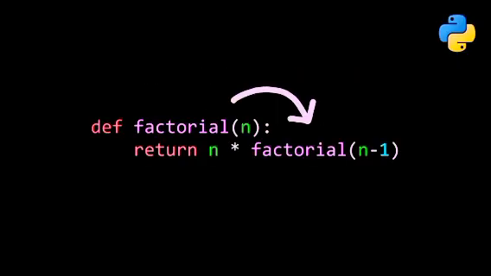Functions can also call themselves, which is known as recursion. This is useful when a problem can be broken down into smaller identical problems, such as calculating 5 factorial, which is just 5 times 4 factorial, which is just 4 times 3 factorial, which is just... But by default, a recursive function will just keep on calling itself forever.